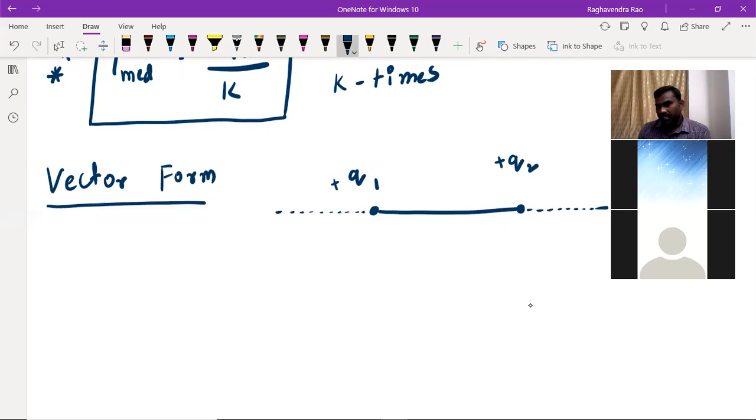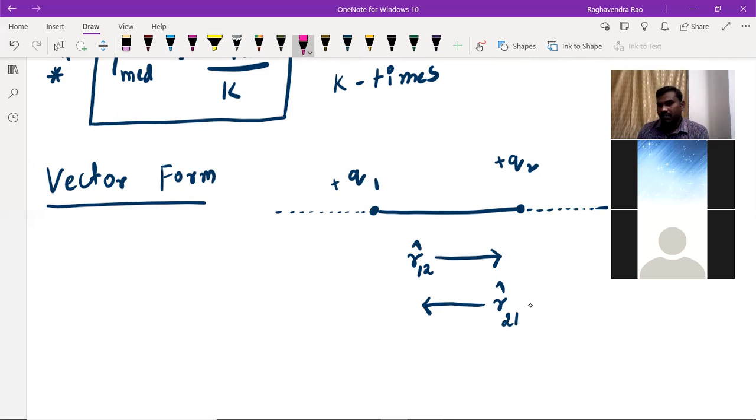Now, to represent the direction of the force, we need to imagine a unit vector, R12 cap. R12 cap is a unit vector directed from charge 1 towards charge 2. In the same way, R21 cap is a unit vector. A unit vector means its magnitude is 1, but it has a direction. The direction of R12 cap is from 1 to 2, whereas 2 to 1 is represented by R21 cap.